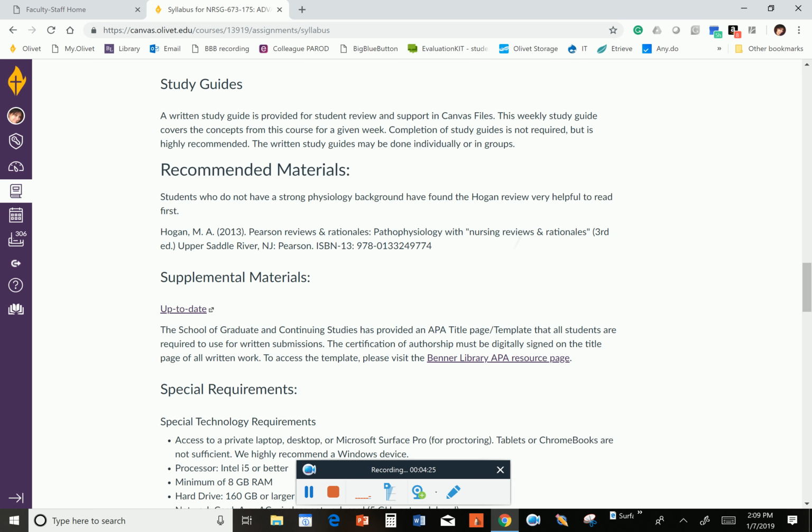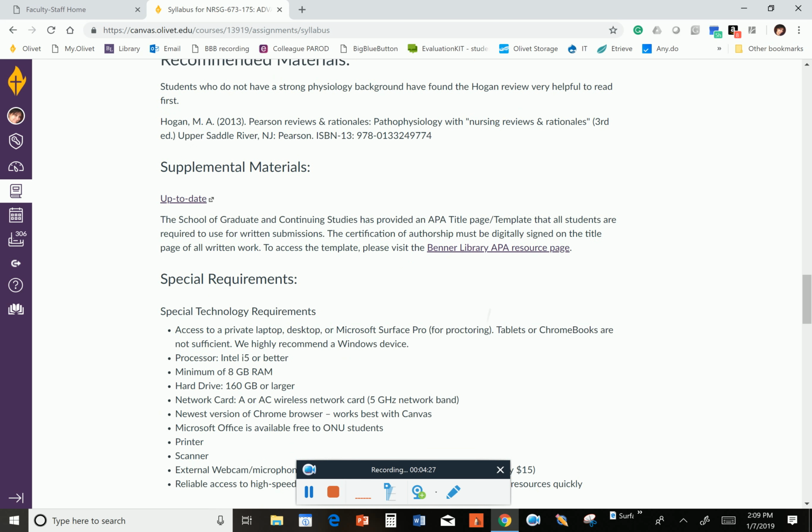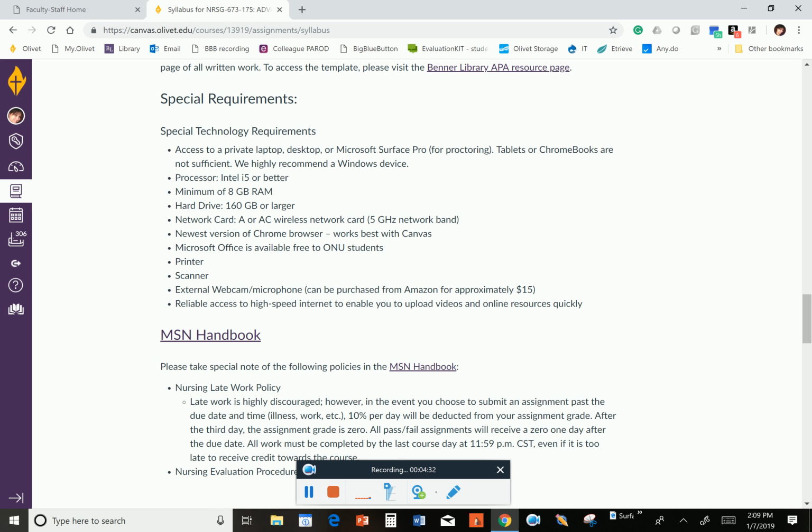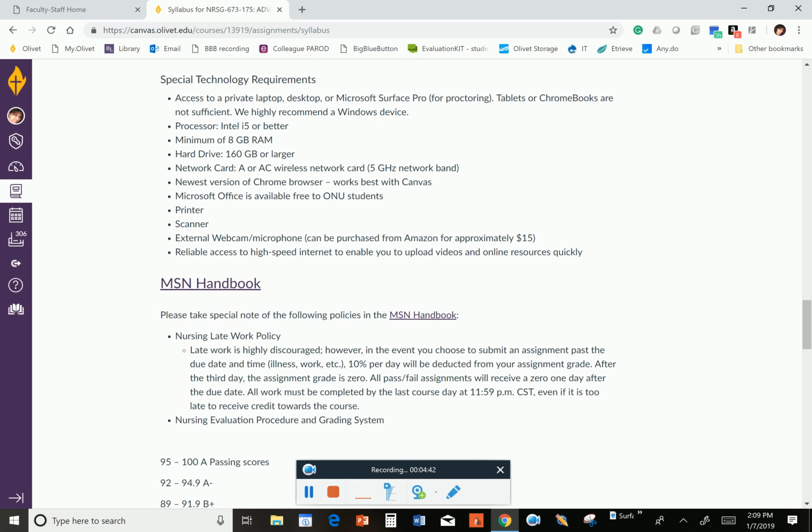And we have recommended materials and supplemental materials. The special requirements: you need to have computer access, and Microsoft Office is available free, a printer, a scanner, and you have to have an external webcam and microphone. These are required for taking your exam. And this is an external webcam. It is not the camera that's built into your computer. So you'll need to purchase one if you do not have one.